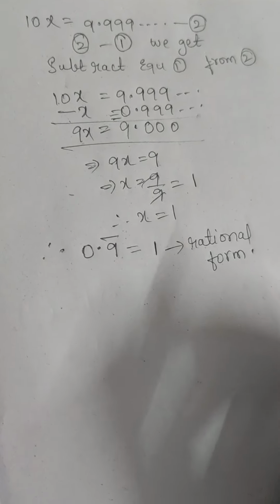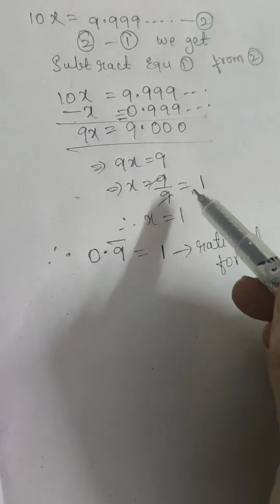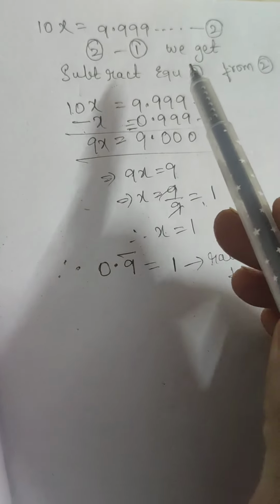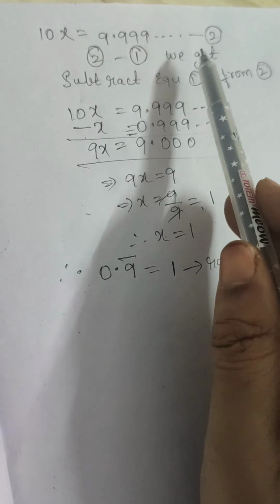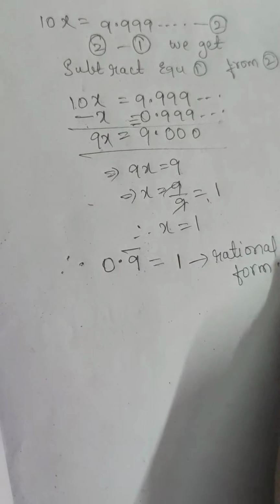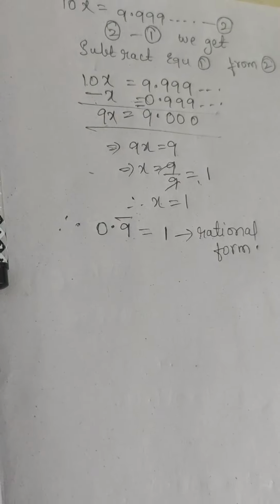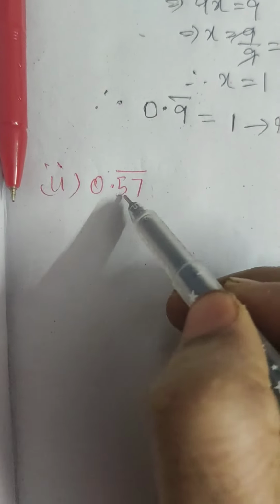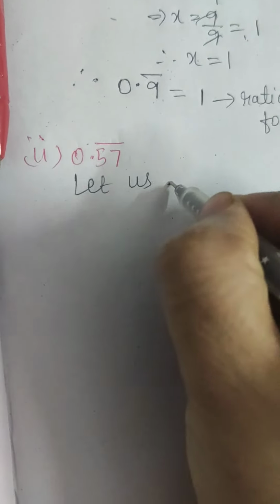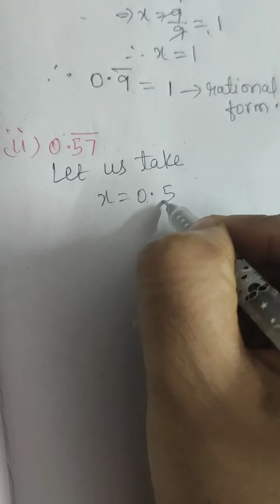Children, understood? For this we need to know the periodicity, and by using that periodicity we should multiply by a number like 10, 100, 1000 and so on, and then we should subtract the first equation from the second equation, and then we get the rational number. Now we will see Roman number 2. Roman number 2 is 0.57 bar. Let us take x is equal to 0.57 bar.